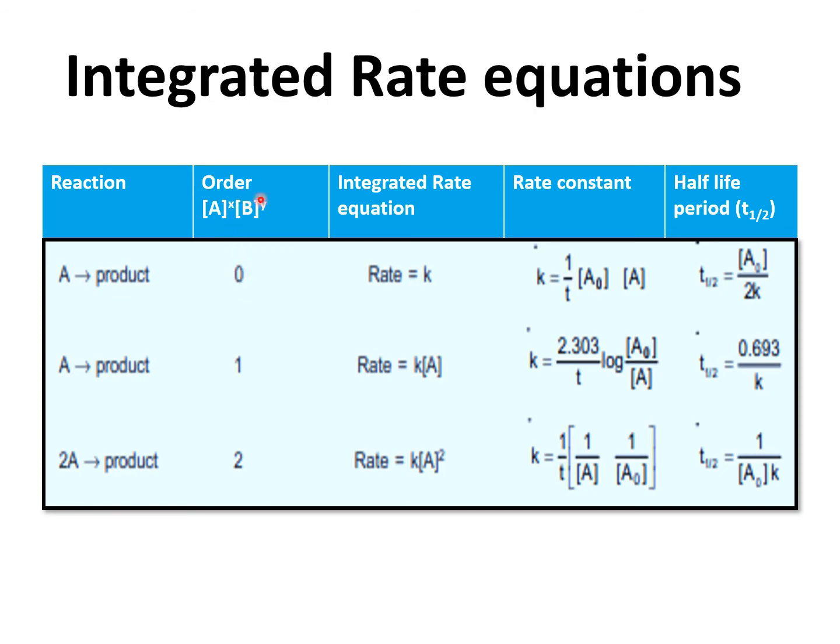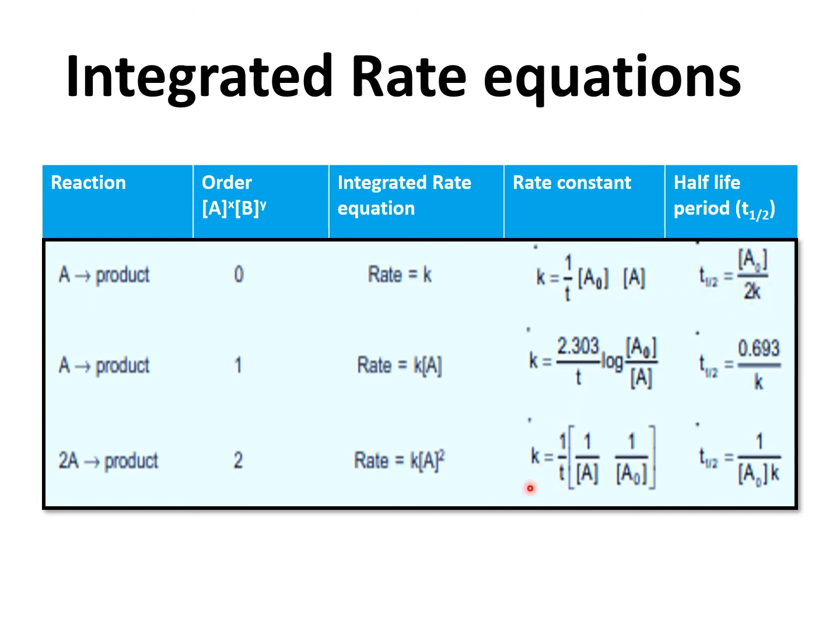I already said if you add x plus y, that is the order of the reaction. If the order of the reaction is 0, then the rate is equal to k. The rate constant, how to write it? k is equal to 1 by t times [A naught minus A], that is the concentration of A naught and the concentration of A. And t half means half-life period. The half-life period t half is equal to A naught divided by 2k.